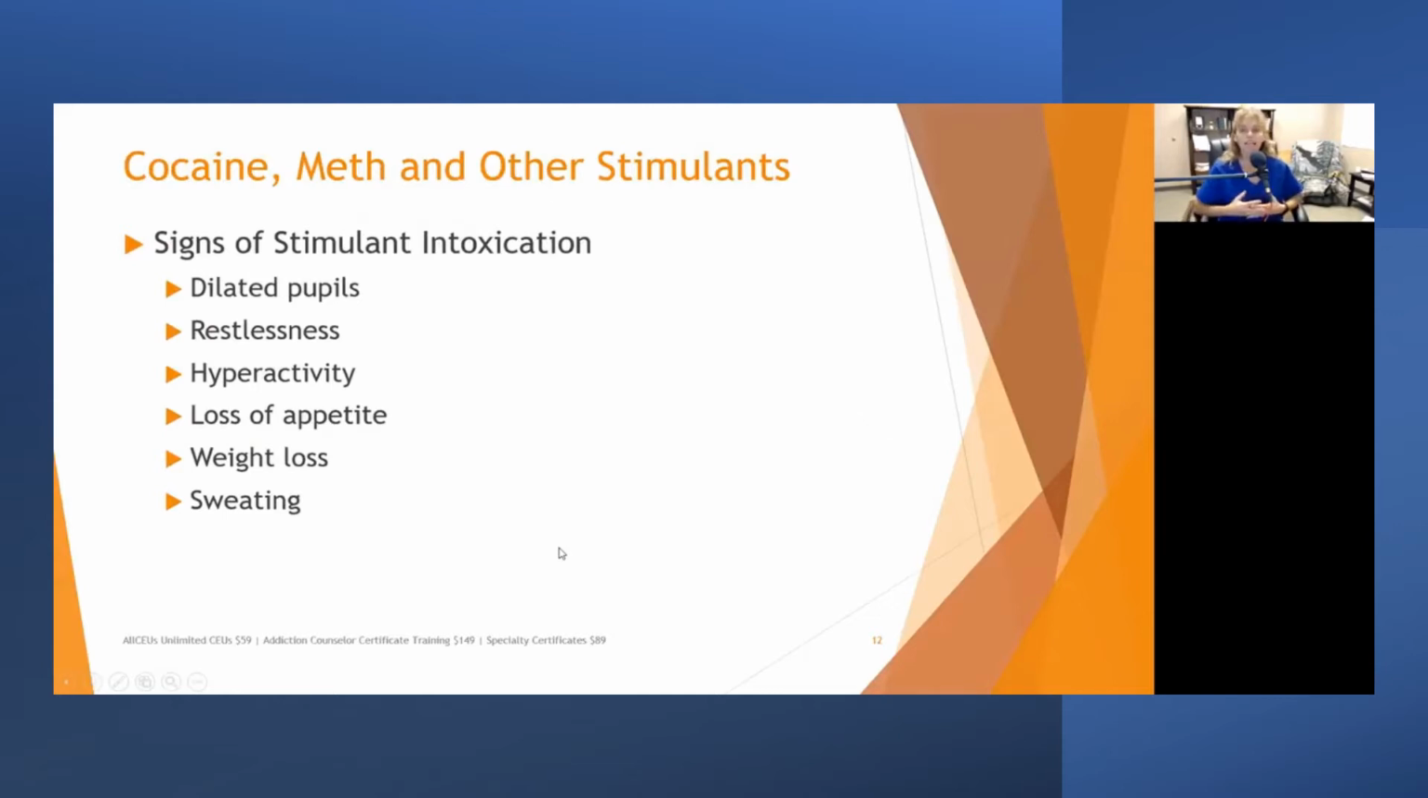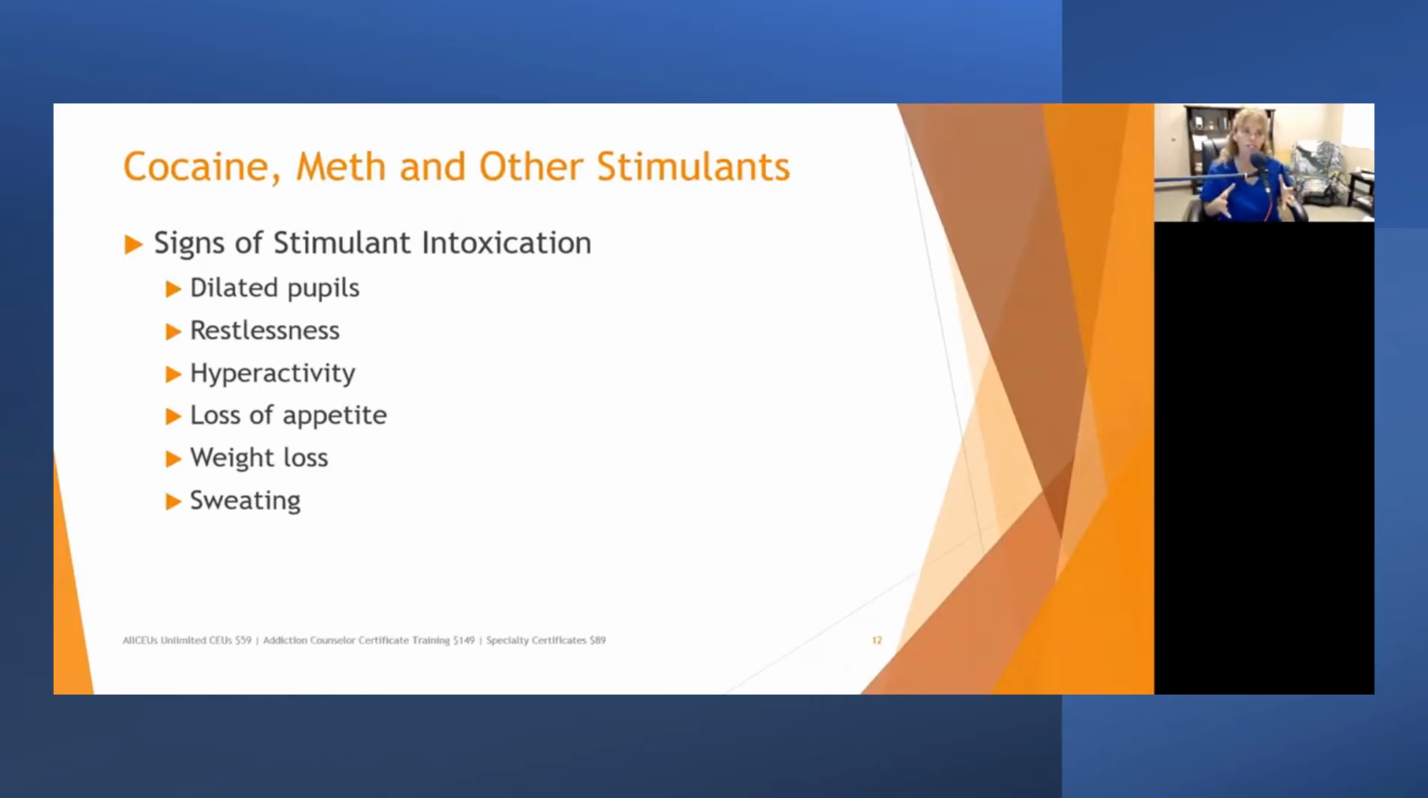Signs of stimulant intoxication. So we're going to move on. We've done alcohol and cannabis. Those are kind of in their own categories. Stimulant intoxication is pretty easy to pick out in clients. They will have dilated pupils. So you want to look for those pupils that are wide open and don't respond to light.